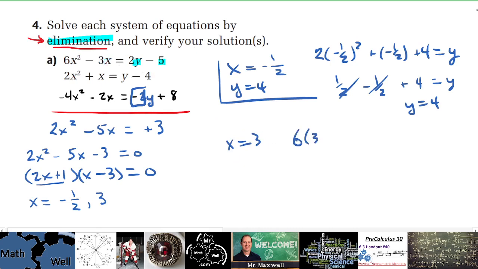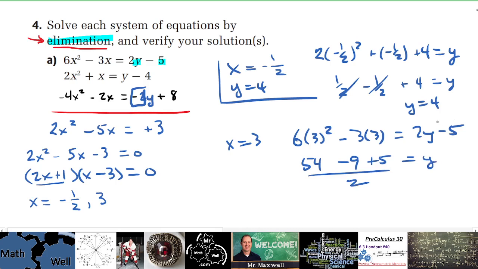So 6 times 3 squared minus 3 times 3 equals 2y minus 5. That's 6 times 9. What's that? 54 minus 9. And then I'm going to go plus 5 equals 2y, so I'm going to divide everything by 2 to get y over here. So what's that? It's 59 minus 9 is 50. Divided by 2 is 25. Equals y, if I've done that correctly.